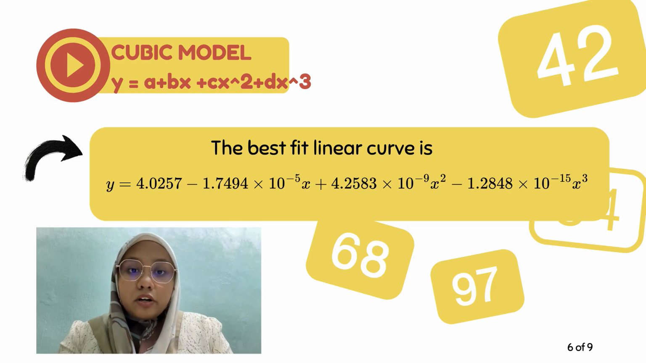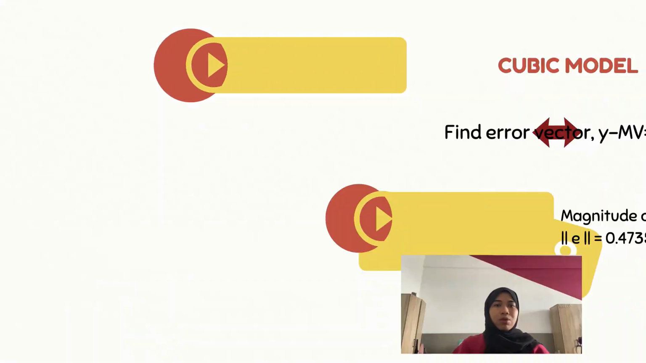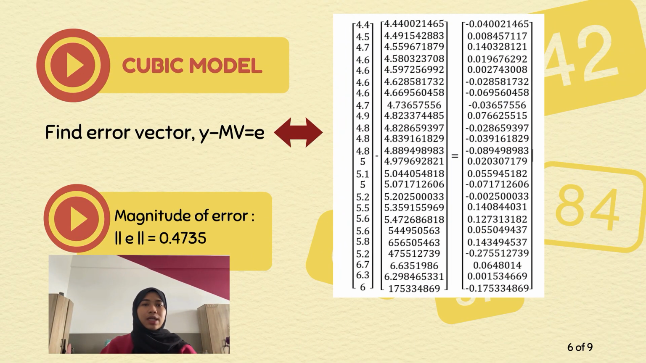So that's all for linear and quadratic. Next, we look at the cubic model, which is a higher degree polynomial model. Just like before, we compute the error vector using the same formula. It is E equals y minus mv. The table on the right shows the error for each data point under the cubic model. For each value of y, we compare it to the cubic model's predicted value mv, and the difference is shown in the last column.